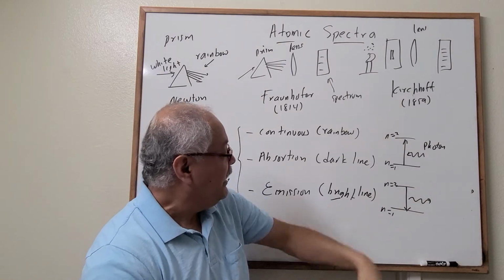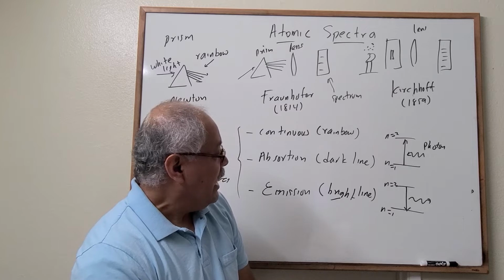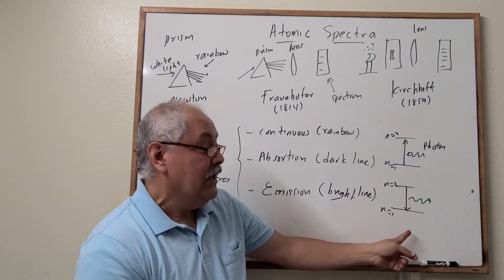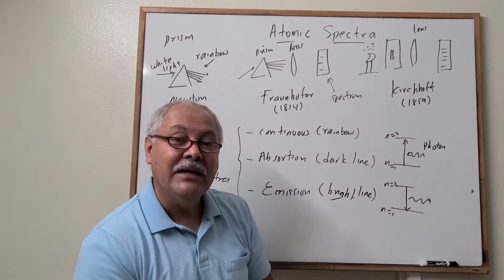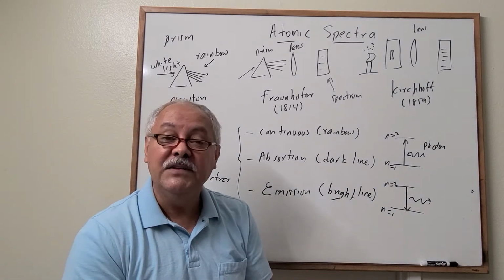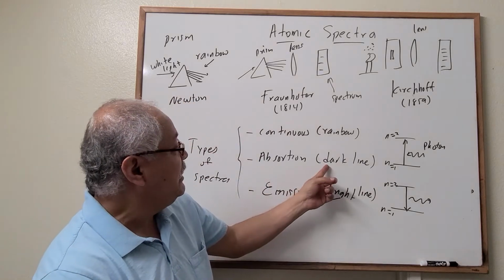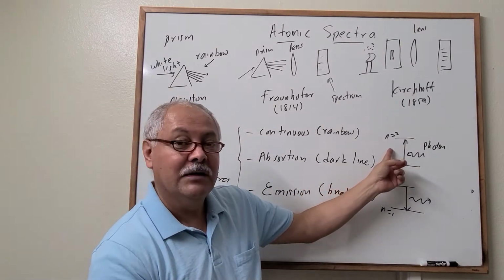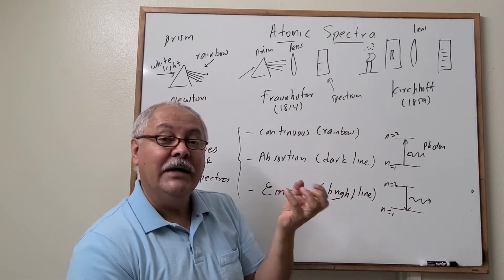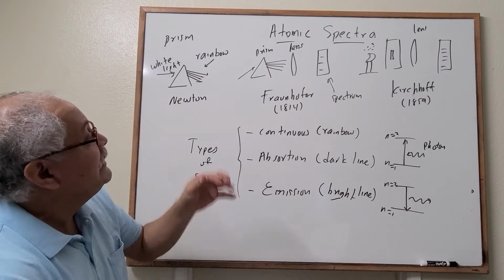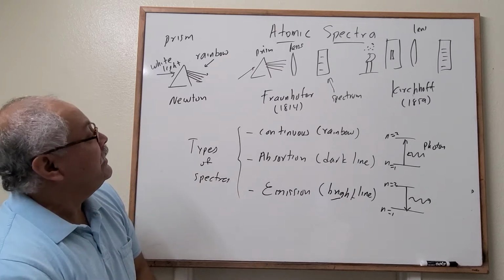And we have emission. It goes from a higher level to a lower level. And right here, the spectral lines are in color if we are in the visible, right? Green, blue, yellow, and so on. In the absorption case, all the lines are dark. In the emission case, we have bright lines in color. Perfect. So we have then a quick review on the spectra.